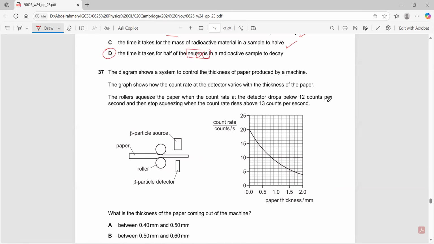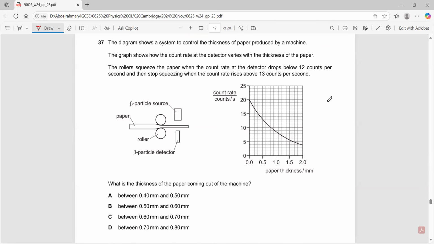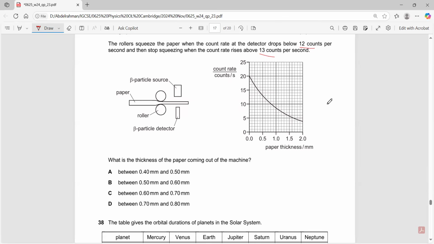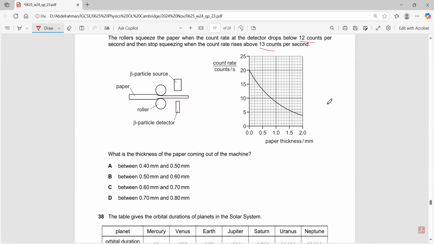Diagram shows a system to control the thickness of the paper produced by a machine. Okay. The graph shows how the count rate of the detector varies with the thickness. So you have the count rate and you have the thickness. The rollers squeeze the paper when the count rate drops below 12 per second, and then stops squeezing when it rises above 13 counts per second. What is the thickness of the paper?